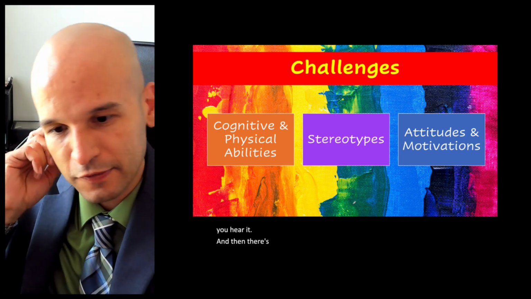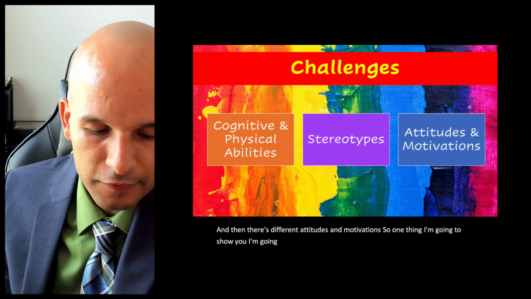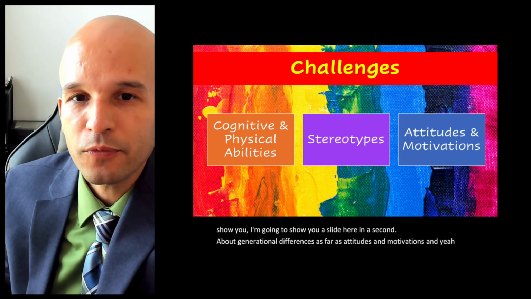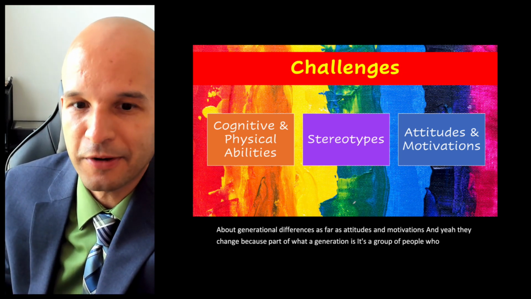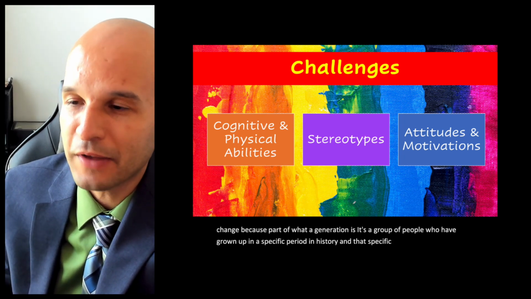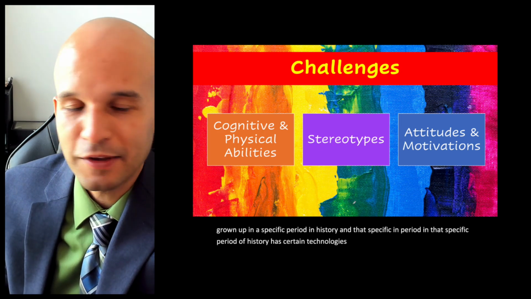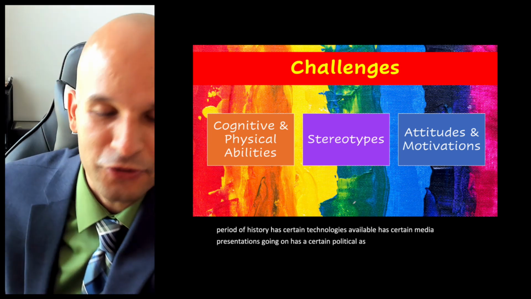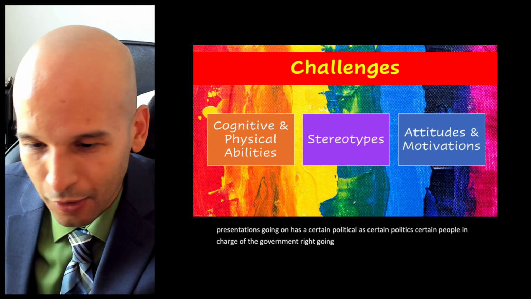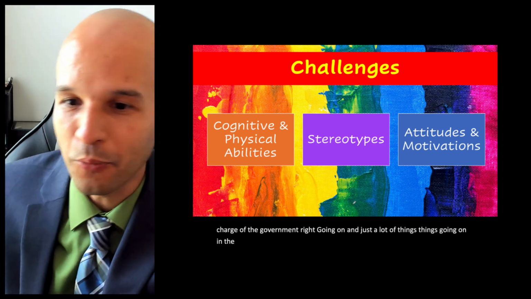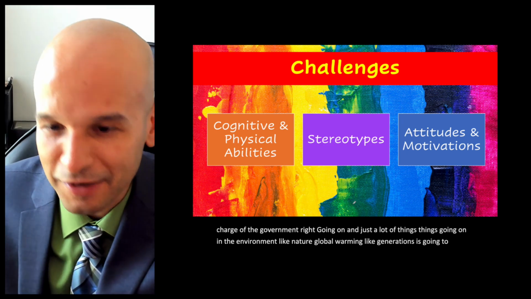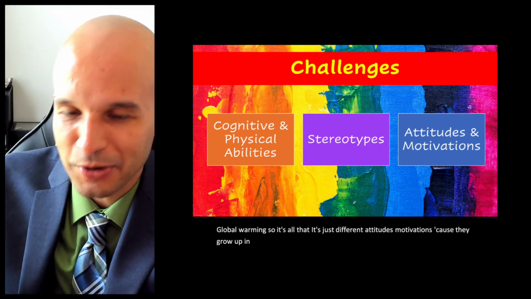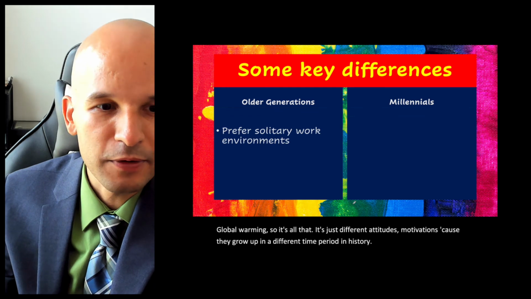And then there's different attitudes and motivations. So one thing I'm going to show you a slide here in a second about generational differences as far as attitudes and motivations. And yeah, they change because part of what a generation is, it's a group of people who have grown up in a specific period in history. And that specific period of history has certain technologies available, certain media presentations going on, certain politics, certain people in charge of the government, right, and just a lot of things going on in the environment, like nature, global warming. Generation Z is going to know nothing but global warming. So it's all that. It's just different attitudes and motivations because they grow up in a different time period in history.